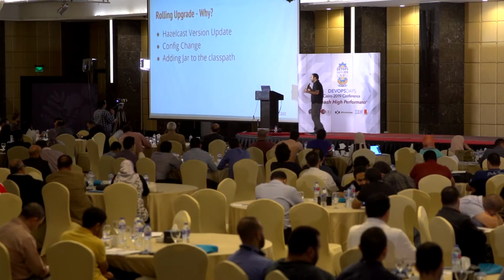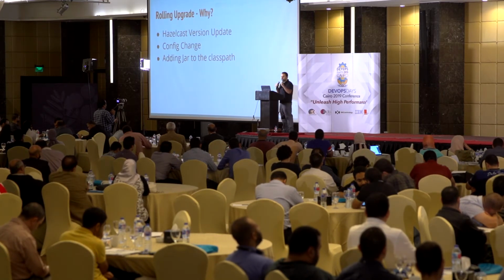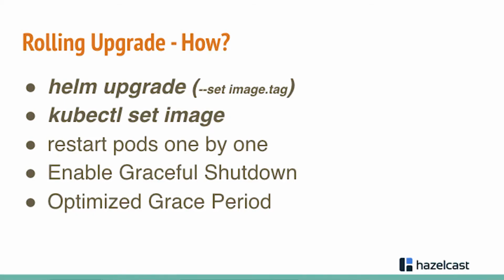So those are all for zero downtime purposes. So this is why you're gonna do it, and those are the commands that you can use. Helm upgrade and kubectl set image with your new image is one option to do the rolling upgrade. And again, in your configuration, you need to restart the pods one by one, enable graceful shutdown, and optimize grace period of Kubernetes.